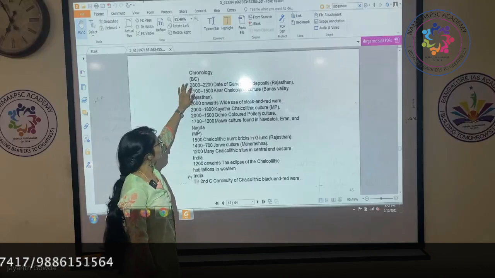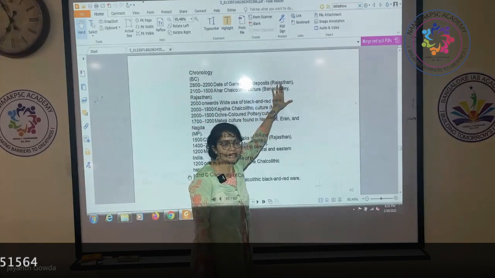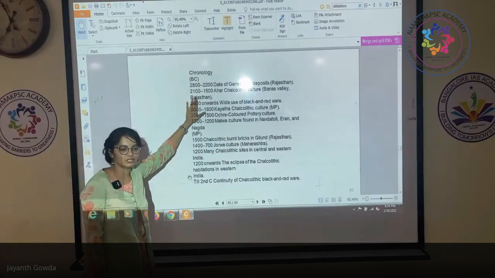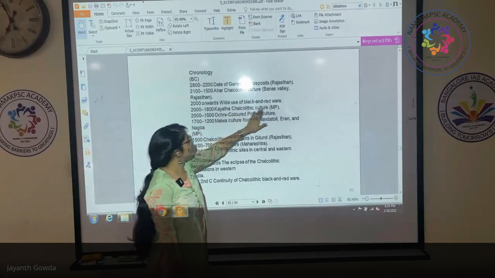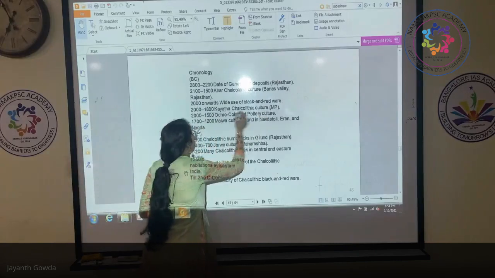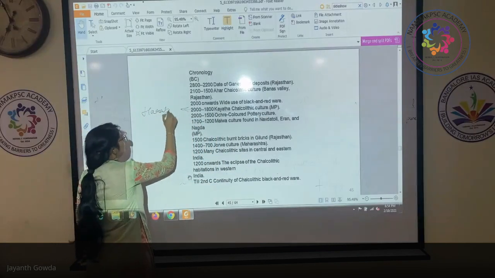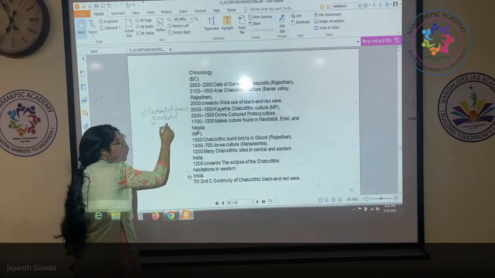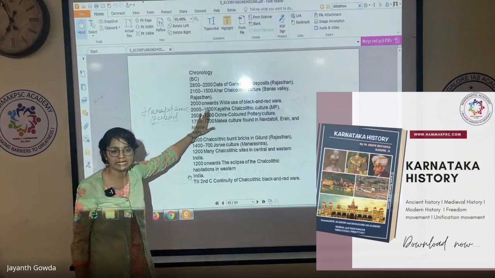So in and around 2800 to 2200, we see the Ganeshwar deposit, which is in Rajasthan. Ganeshwar is a place in Rajasthan. Ahar culture, Ahar is also in Rajasthan. And we see the Kayatha Chalcolithic culture of MP. I have to tell you, this Kayatha Chalcolithic culture coexisted during the Harappan period simultaneously. You can observe here 2000 to 1800.